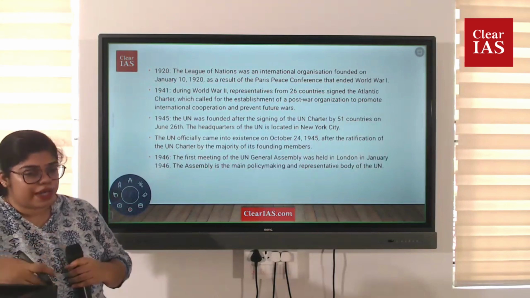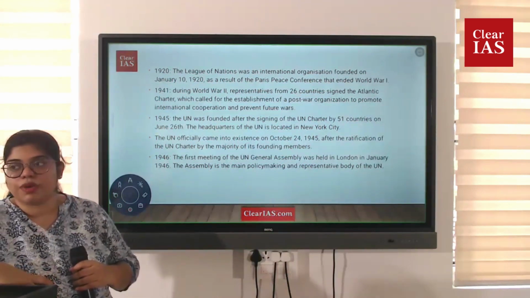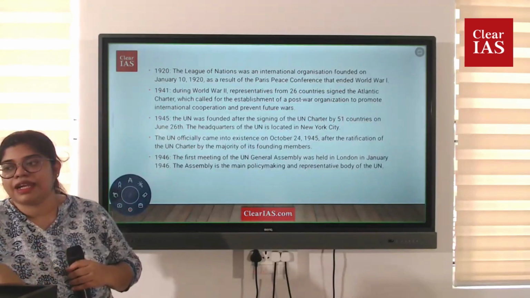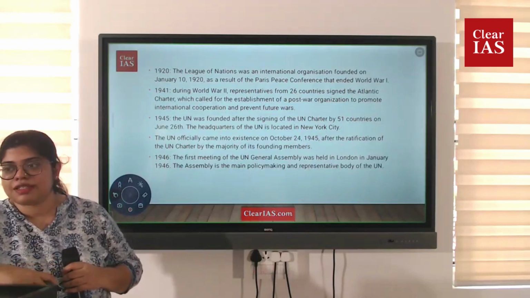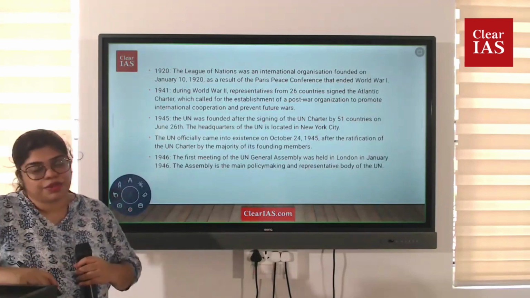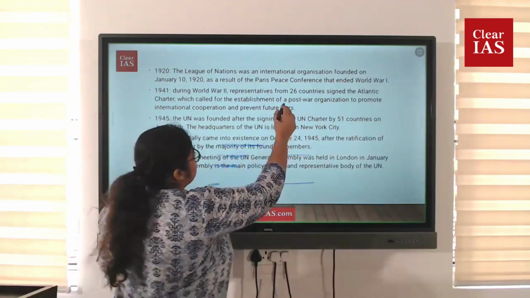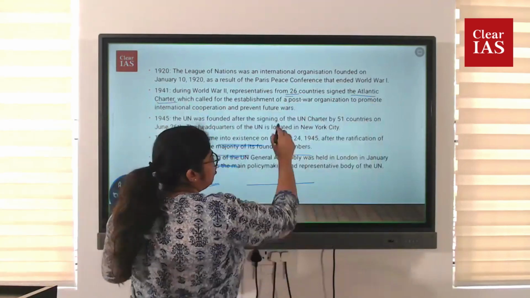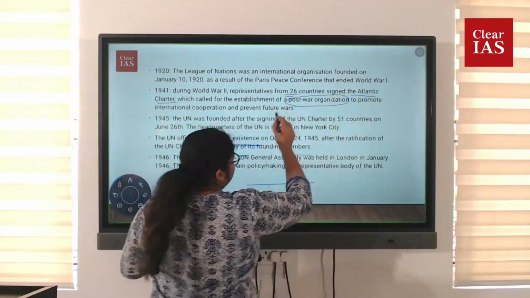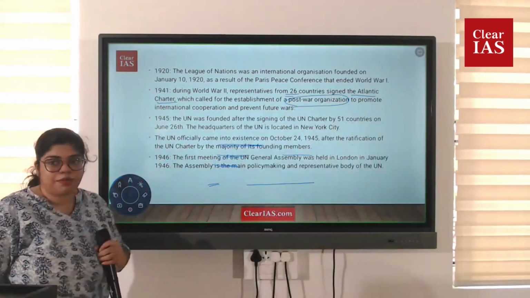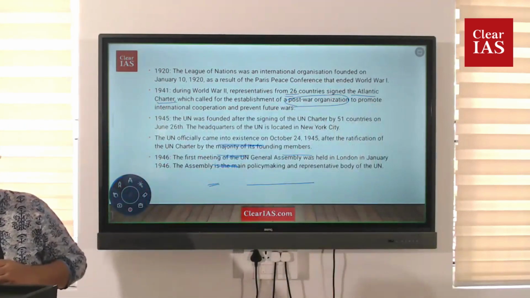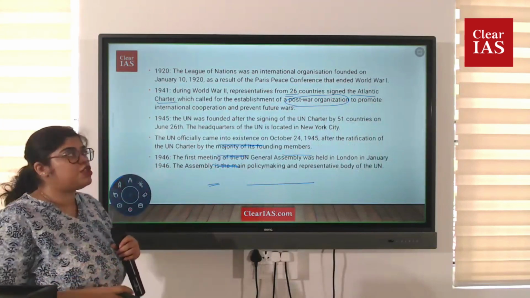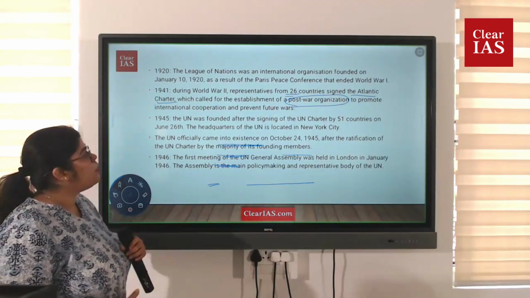Afterwards, the Second World War came. In 1941, the Second World War was actively going on, and 26 countries signed the Atlantic Charter for the establishment of a post-war organization. Understand this? A post-war organization. Why did they want a post-war organization? In order to push for international cooperation, and they don't want any future wars. So in order to stop future wars, they need international cooperation.